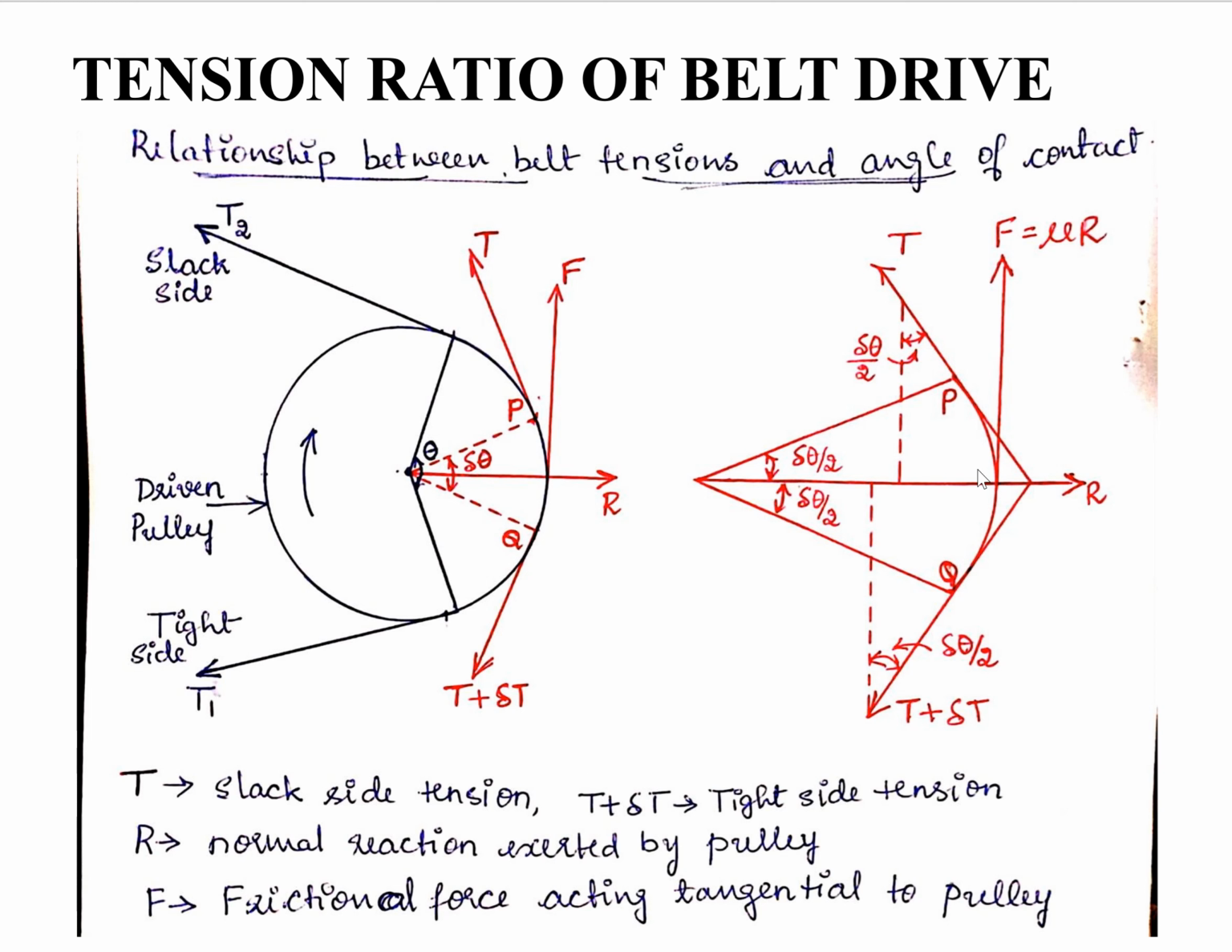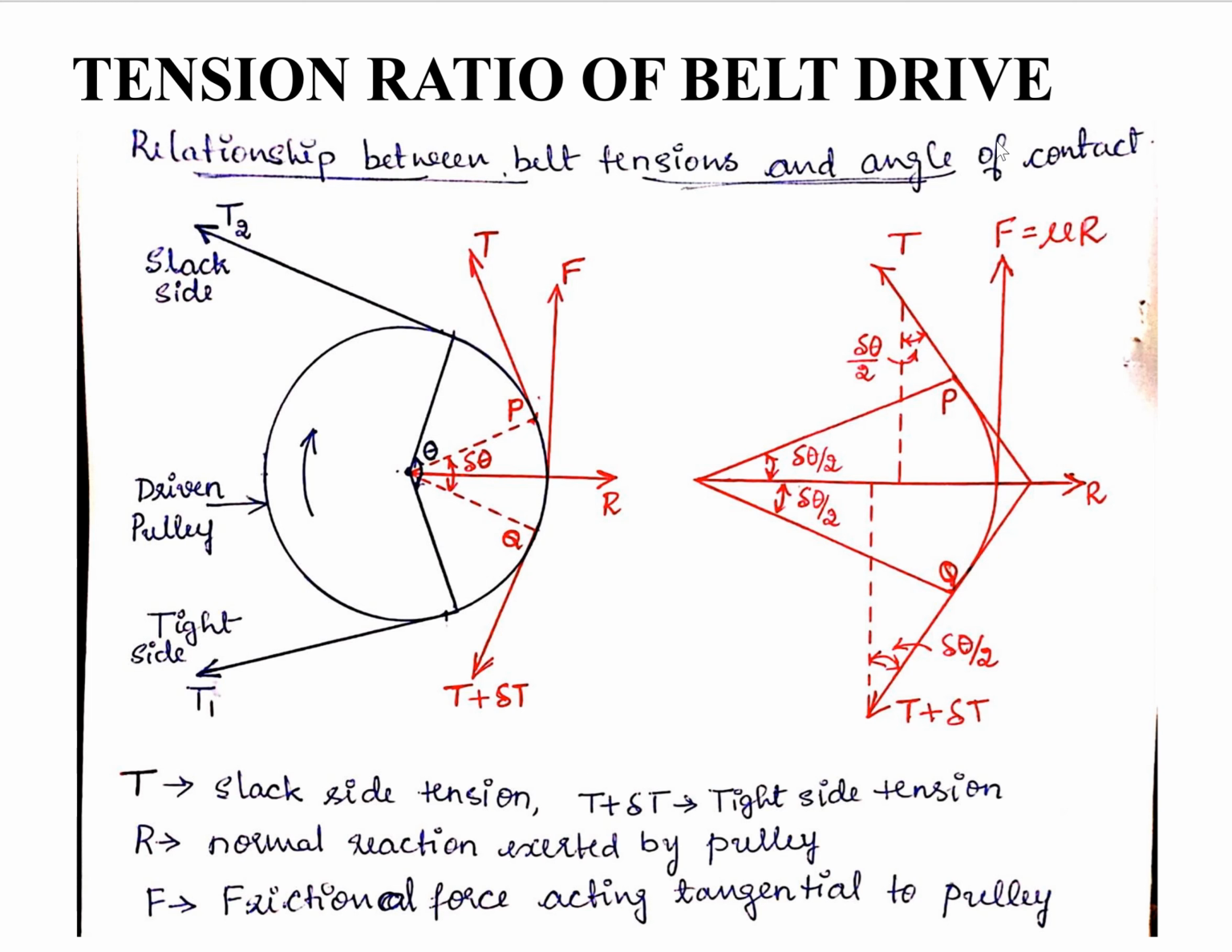Here the tension is more on the tight side compared to the slack side. So we take the slack side as T and the tight side as T plus delta T. And what is theta? Theta is the angle of the arc where the belt is in contact with the pulley. To see where the normal reaction and frictional force act, we take a small element PQ with an angle delta theta. Typically this delta theta is very small, but for understanding we take it from this point to this point to explain it better.